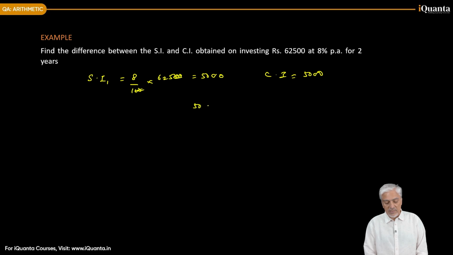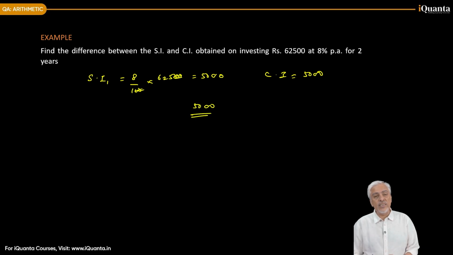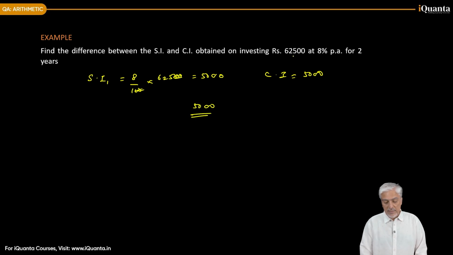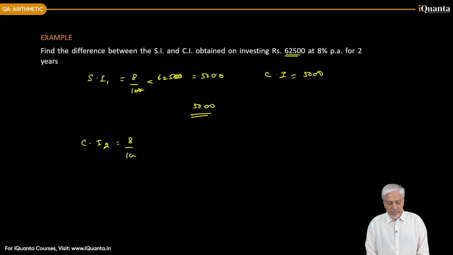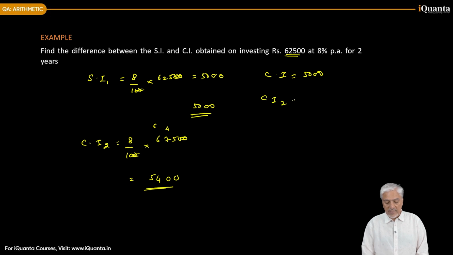Simple interest for the second year will be 5,000. Compound interest for the second year will be interest on 62,500 plus 5,000. That means compound interest for the second year will be 8% of 67,500. Check the calculation. 8 5s are 40, carry 4. 56 plus 4, 60, carry 6. 48 plus 6, 54. And compound interest for the second year becomes 5,400. So the difference is 400 rupees.